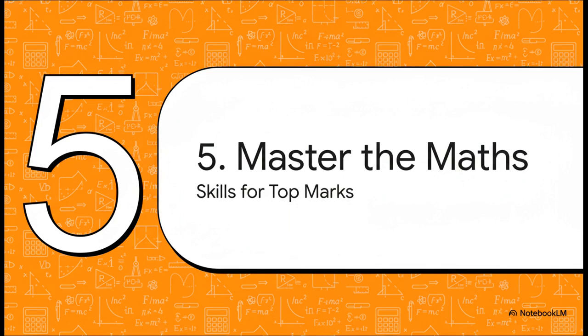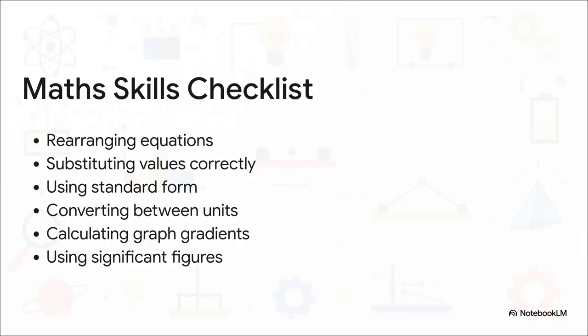All right, final section. Master the maths. Because look, knowing the equations is one thing, but having the confidence with the numbers to use them correctly and pick up every single mark, that's the other half of the battle. So I want you to look at this like a final checklist. Ask yourself honestly, can you rearrange F equals ma to find a without breaking a sweat? Do you always remember to convert things like centimeters into meters before you put them in an equation? Are you comfortable with standard form and significant figures? Nailing these skills is how you turn your physics knowledge into actual marks on the paper.